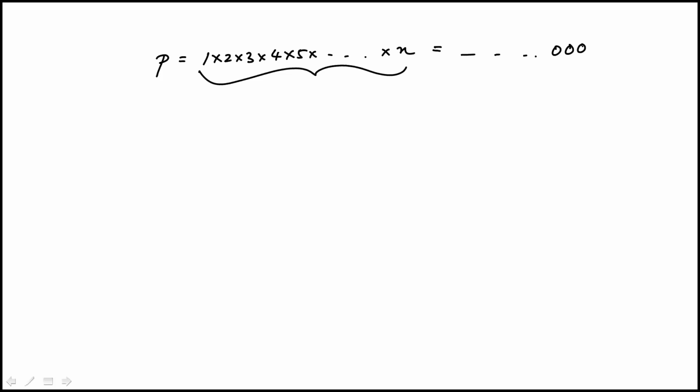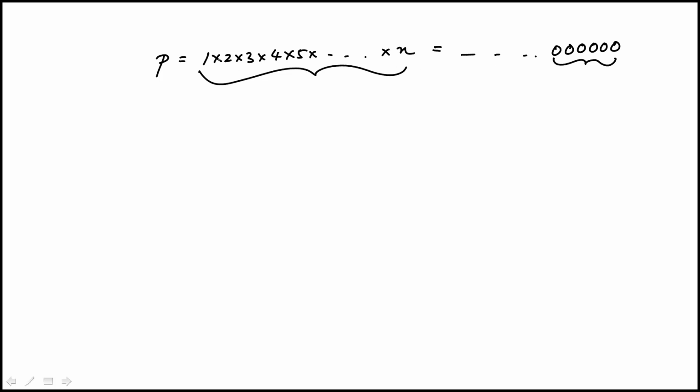So here what we're told is that p is the product of the first consecutive integers. So it could be 1, 2, 3, 4, 5. We don't know how far it goes, up to n, let's say. And we're told that when we write out p in a multiplied out form, then the last 6 digits are zeros. So we're given that. The question is, what's the least possible value?